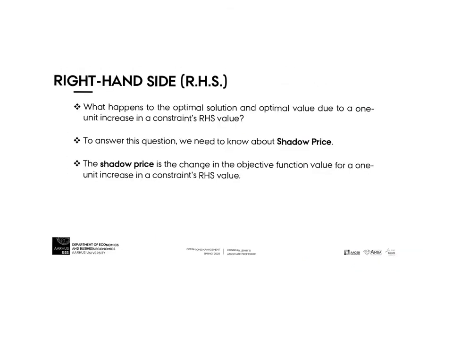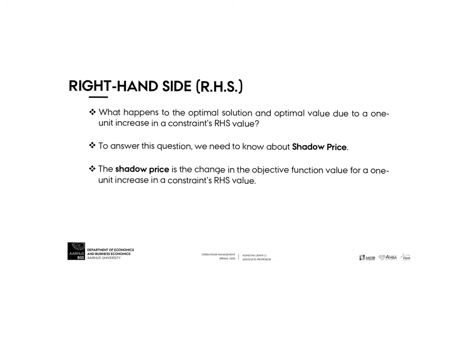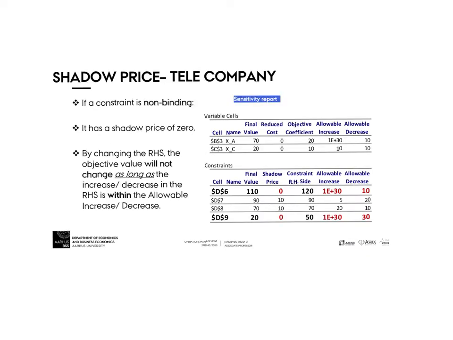Now we come to the right-hand side. What happens to the optimal solution if you change the right-hand side of your constraints? In order to answer this question, we need to use a value in your sensitivity report called the shadow price. We define the shadow price as the change in the objective function value for a 1 unit increase in a constraint's right-hand side value. Now let's see the shadow price formula, again looking into the telecom company case.